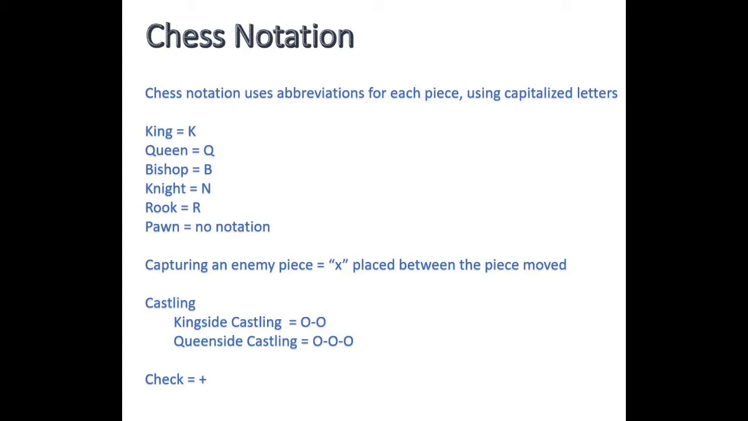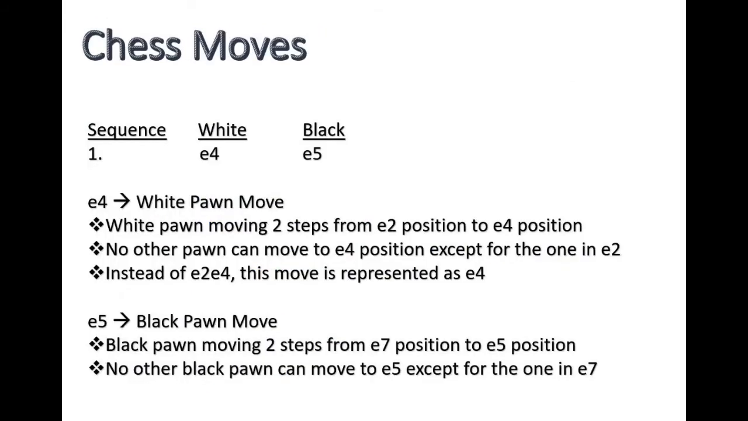Capturing the piece is represented with X. Castling step is represented by either double O or triple O depending on king side or queen side castling. Check to king is represented by the symbol plus. We will now see how to write down the chess moves.